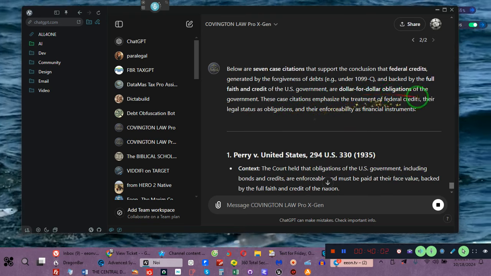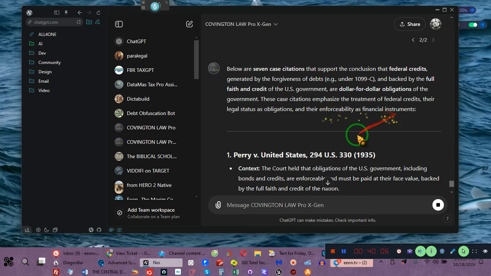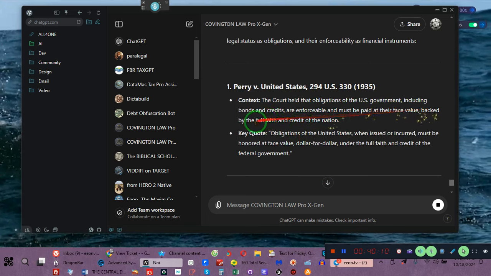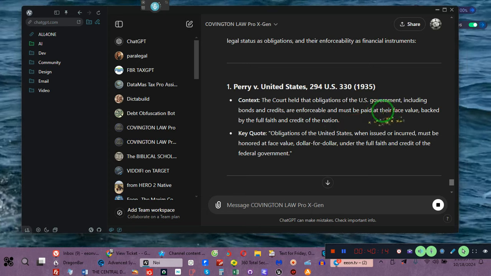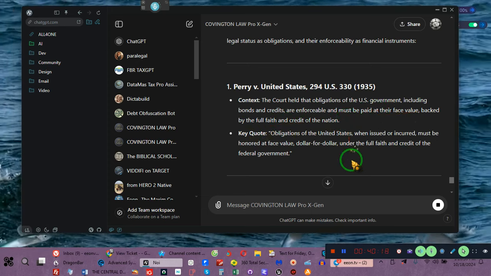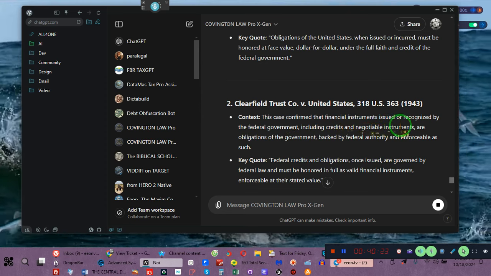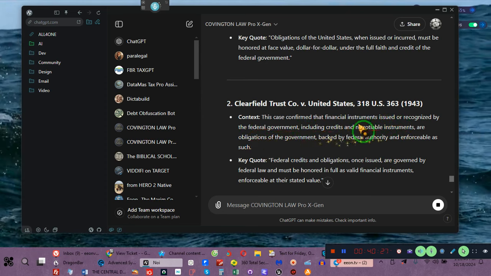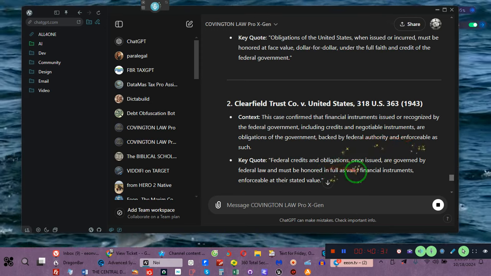Citations emphasize the treatment of federal credits and their legal status as obligations and their enforceability as financial instruments. The court held that obligations of the United States, including bonds and credits, are enforceable and must be paid at their face value, backed by the full faith and credit of the nation. That's the principle I'm walking on. Context: this case confirmed that financial instruments issued or recognized by the federal government, including credits and negotiable instruments, are obligations of the United States, backed by the full faith and credit.